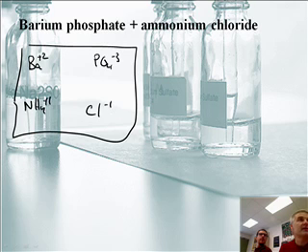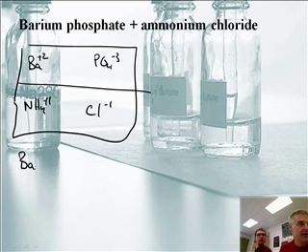All right. So we're going to put barium together with phosphate. We get that 2 and 3 thing? 2 and 3, so that's 6. So Ba3(PO4)2, plus, oh, this is easy, 1 and 1.